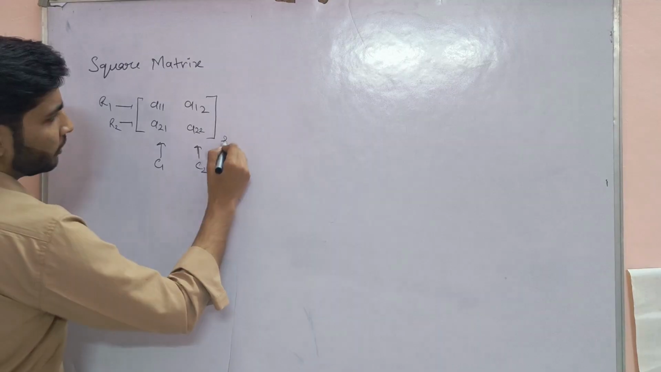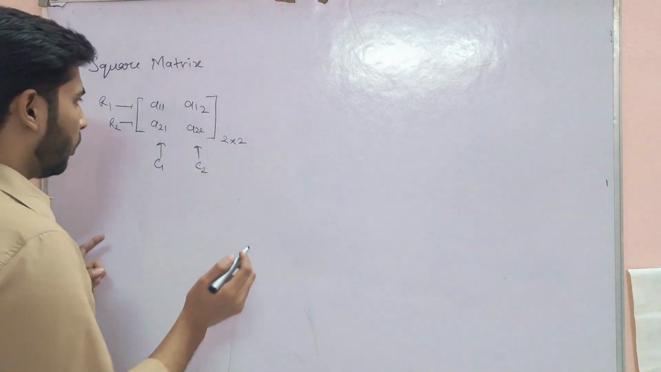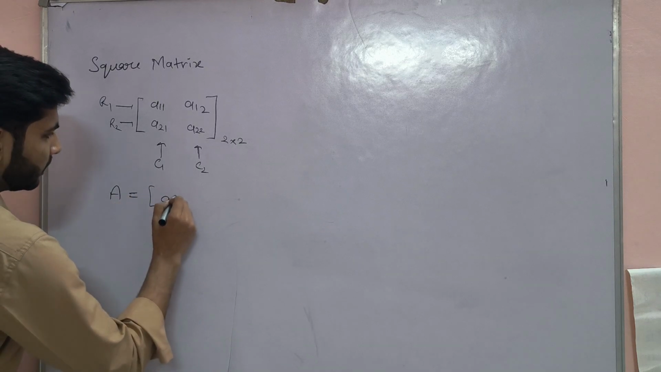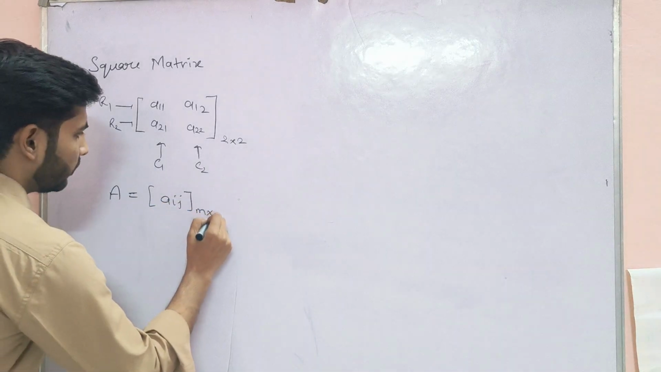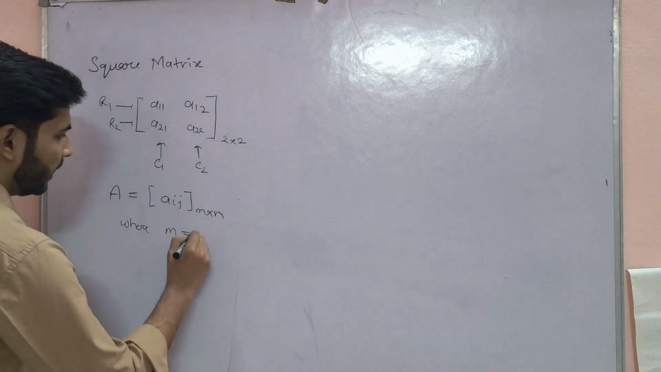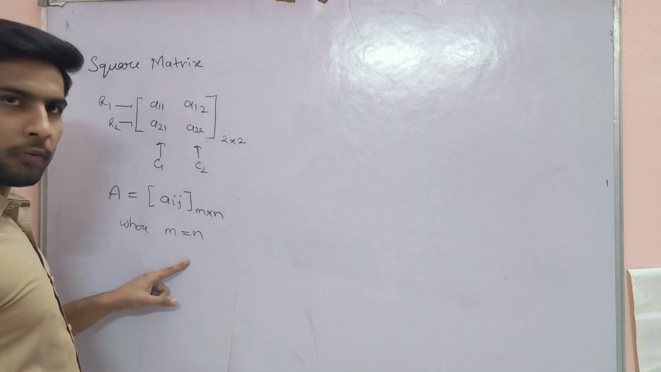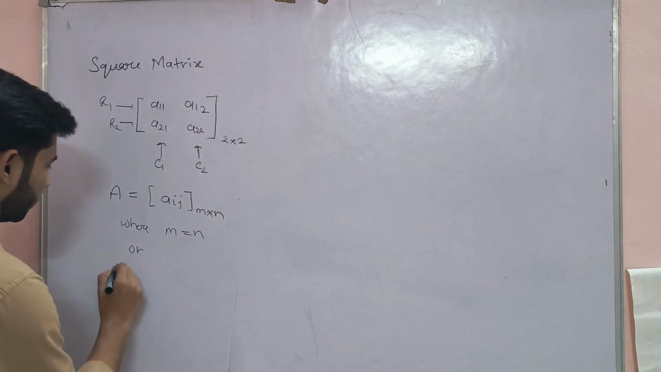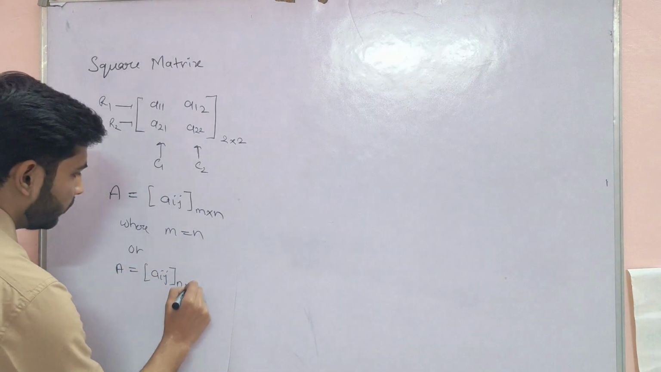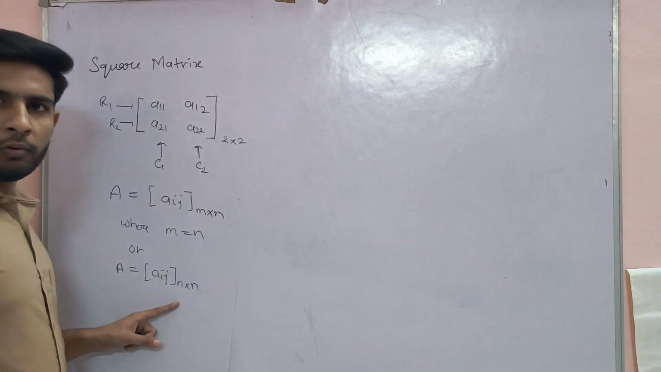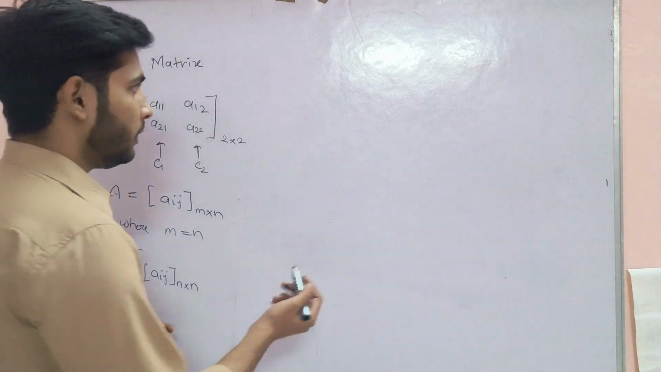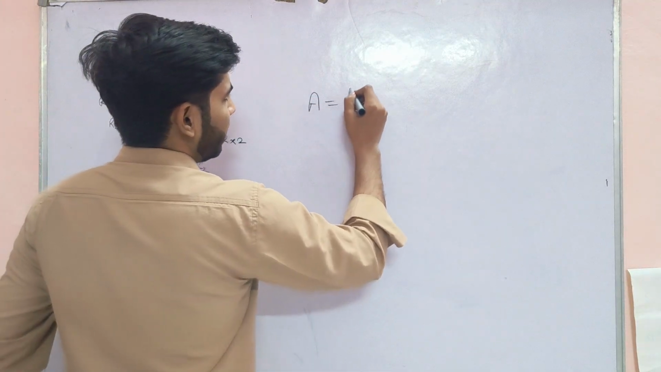So what is the order of this matrix? 2 cross 2. In compact form, we write this square matrix as A equal to [Aij] m cross n, where m equal to n, because the number of rows is equal to the number of columns. Or we can write A equal to [Aij] n cross n, because the number of rows is equal to the number of columns. Now we take a 3 by 3 matrix.